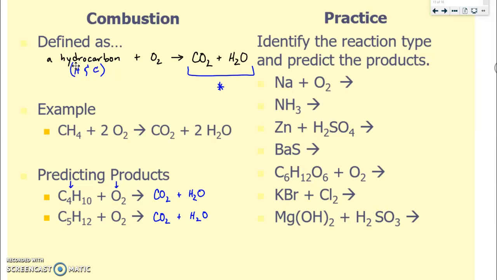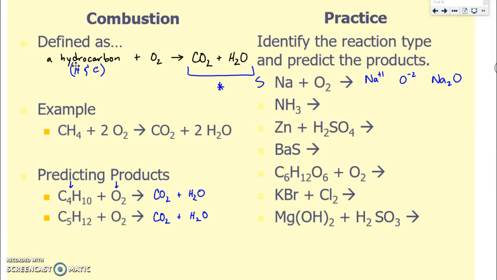What I would like you to do is try these practice problems. The first thing you want to do is identify the reaction type based on what it says. And then from that, predict the products. So we'll do the first one. Sodium plus oxygen. We have 2 elements. The only thing we could possibly do with them is combine them. So this is going to be a combination or synthesis reaction. So now that we know that, we're going to take our Na with its charge of +1 and our oxygen with its charge of -2, cross our charges to produce Na2O.